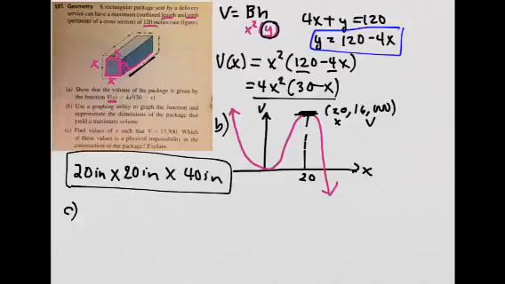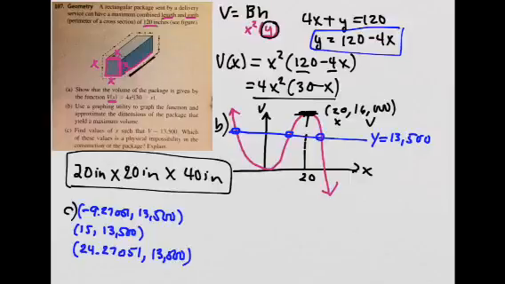For part C, it says find values of x such that v equals 13,500. Well, what I went ahead and did on the calculator is I drew the line y equals 13,500, and it crossed something like this. And it says which of these values is a physical impossibility in the construction of the package. So we have this, this, and this, and I'll give you those values right now. Okay, so I used the intersect feature on the graphing calculator to find the 3 points of intersection. This one, and this one.